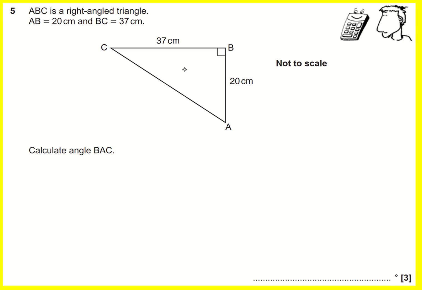Okay, right angle triangle, measurements given. We're asked to calculate angle BAC. That's this one here. We need to bring out the SOHCAHTOA.